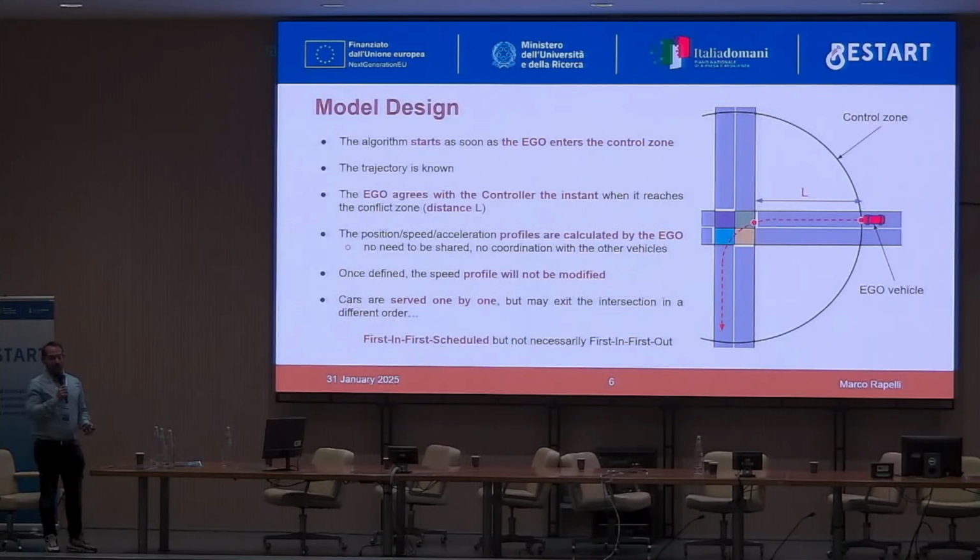the time it will reach the conflict zone. In order to do this, the position, the speed, and the acceleration profiles are calculated by the ego vehicle without the need of coordinating with other vehicles present in the intersection. Indeed, the ego vehicle will only coordinate with the intersection controller. For this reason, when the profiles are defined between the ego vehicle and the intersection controller, the profiles will not be modified anymore. For this reason, vehicles are served in the order of arrival, but may exit the intersection in a different order. And this is the reason why we called our algorithm first in, first scheduled.